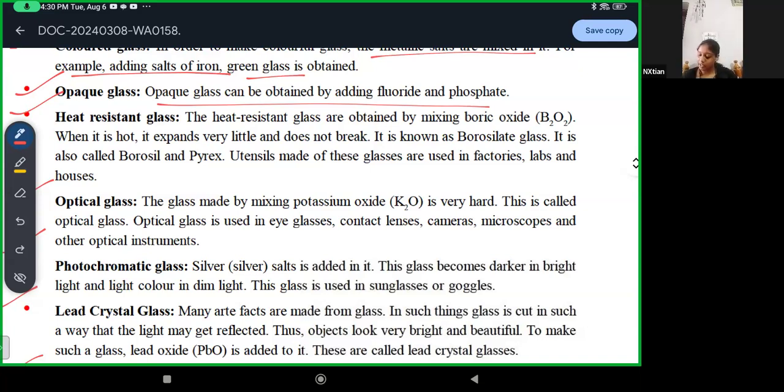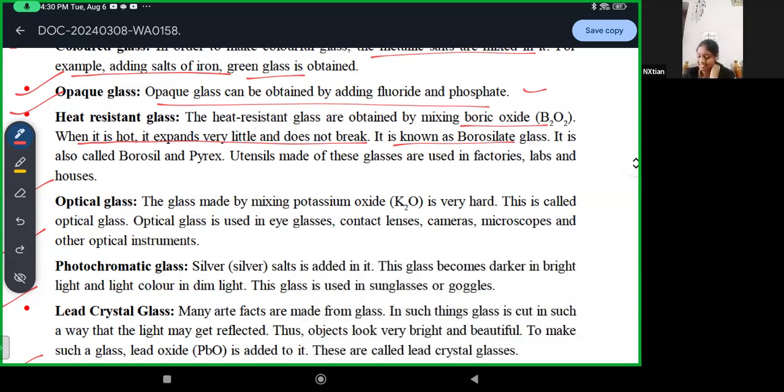So that is made by mixing fluoride and phosphate, okay? Then heat resistant glass. This is obtained by mixing boric oxide, that is P2O2. When it's hot, it expands very little and does not break. It is known as borosilicate glass. It is also called borosil and Pyrex.